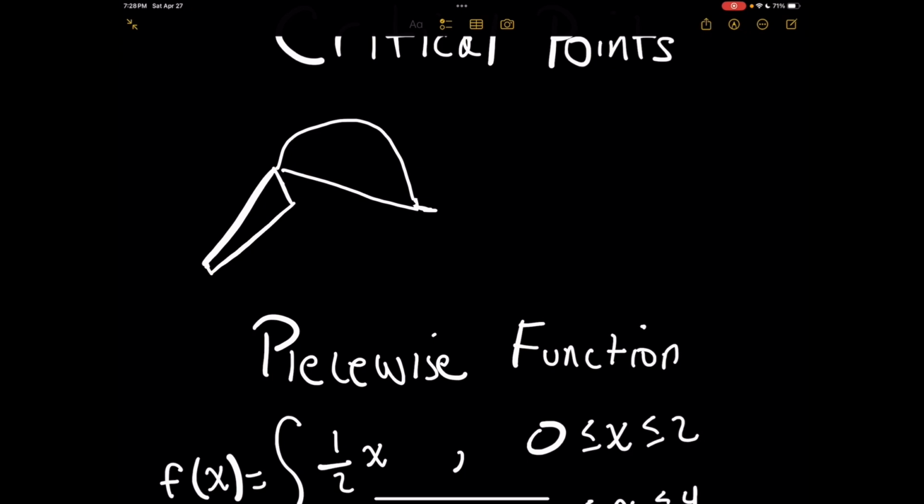Because of the concavity, we know that to the left of the vertex, the function is increasing when approaching the vertex from the left, and then after the vertex, it's basically dropping off.